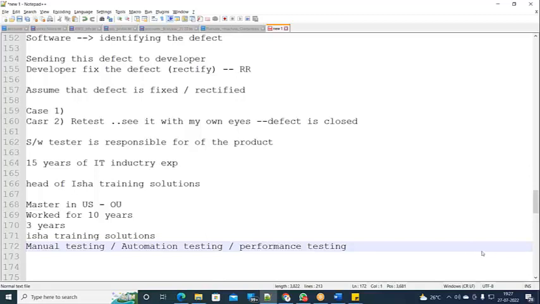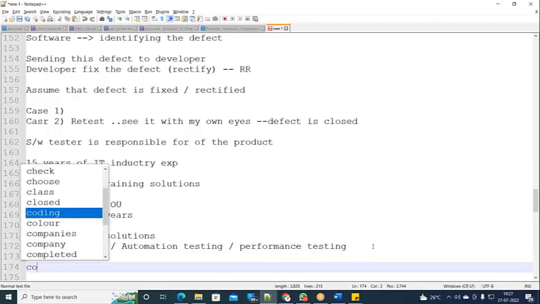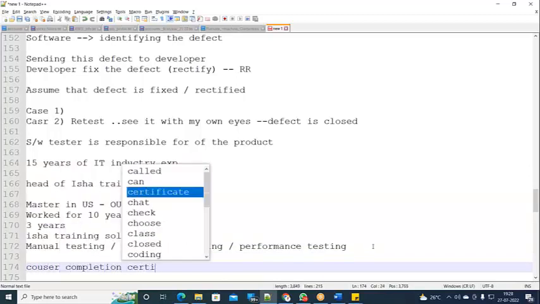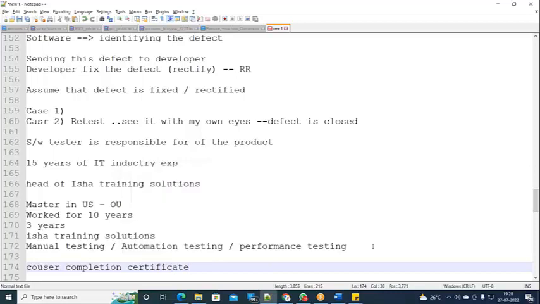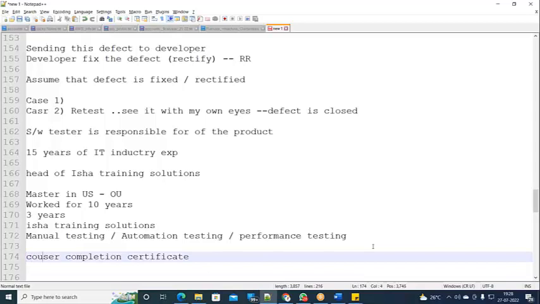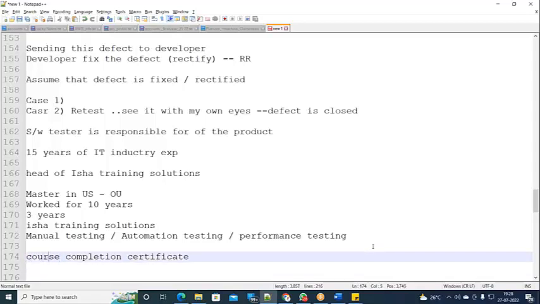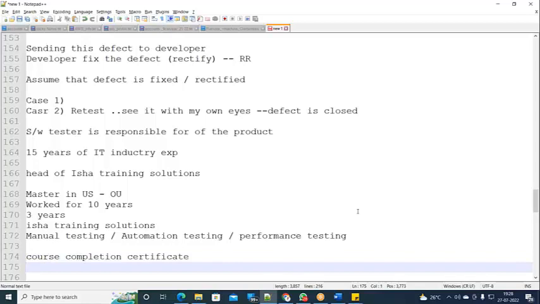Which certificate will be given, Abhishek? Course completion certificate will be given. But you have attended only one or two classes and you are expecting the course completion certificate? No, you attend all the classes, and there is a small exam at the end of the class. If you attend the class well, then you can easily clear that exam. You clear the exam, and you will be provided the course completion certificate.